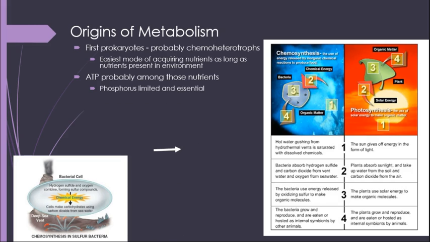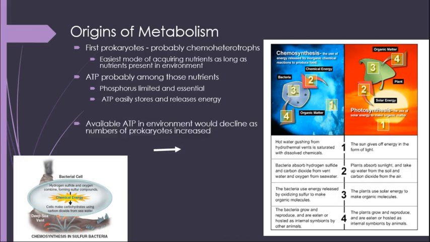Now, phosphorus is limited, and it's essential. The P in ATP is phosphorus. And DNA and RNA have phosphorus backbones, right? So the skeleton, those side strands, and we'll look at that when we look at DNA, those are all phosphorus. Now, ATP easily stores and releases energy. It's a little energy molecule. It's like a little Red Bull for your cell.